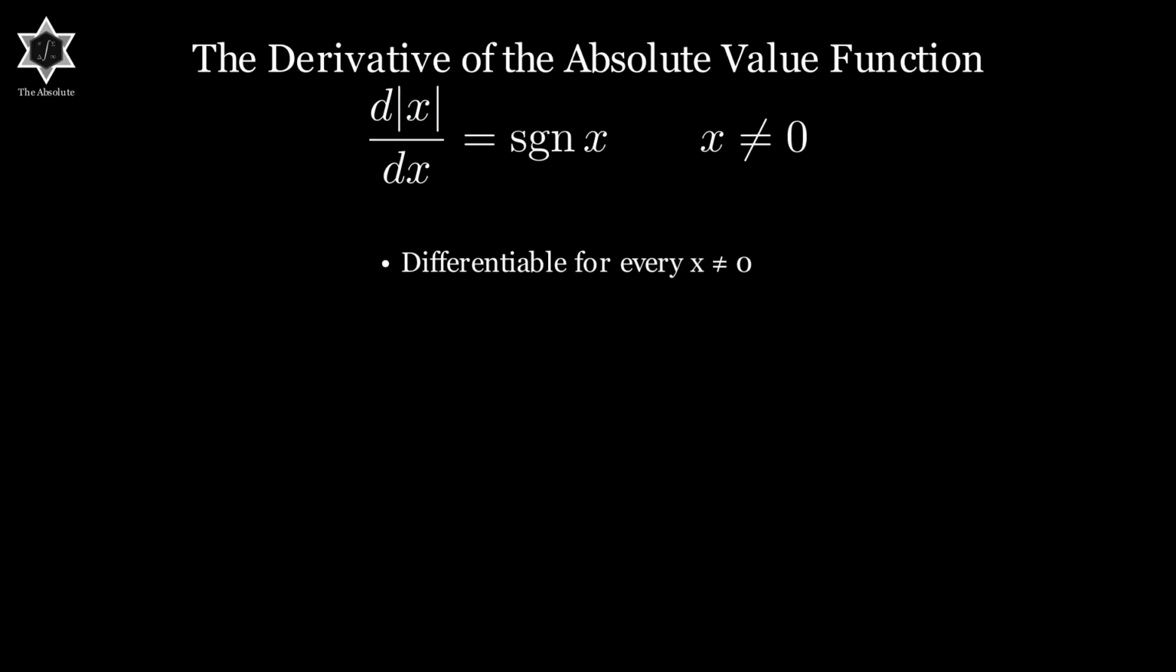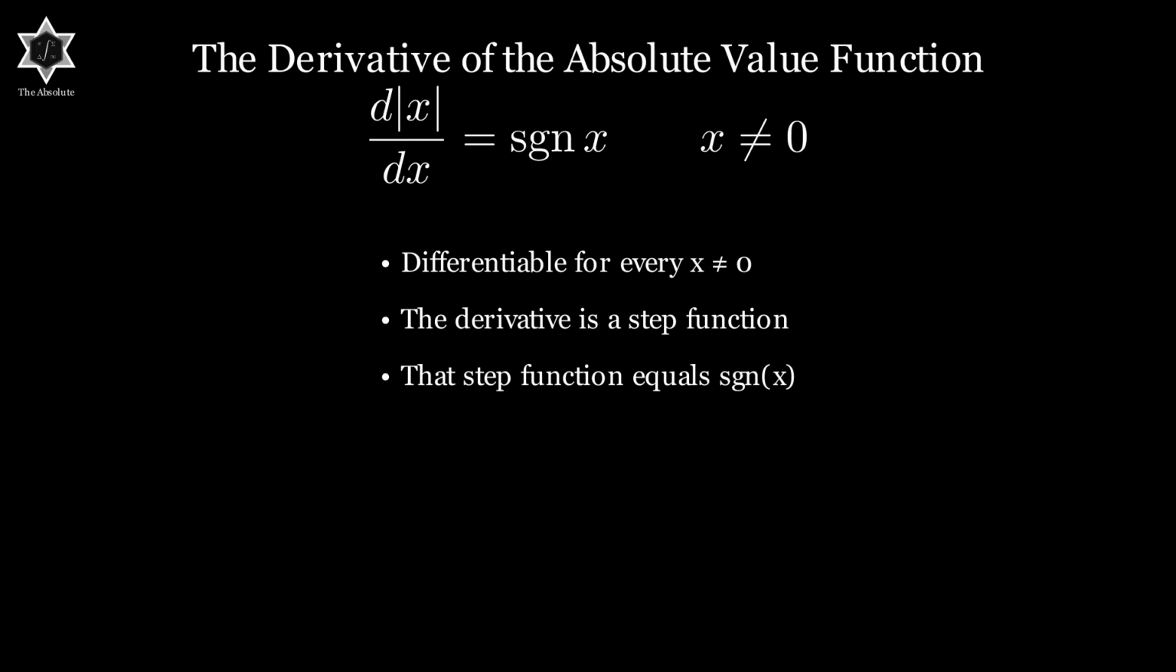The absolute value function is differentiable everywhere except at the origin. Its derivative behaves like a step function. That step function is precisely the signum function, sgn of x. But right at x equals 0, the derivative does not exist.